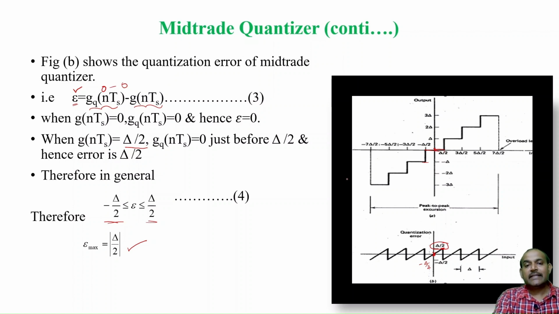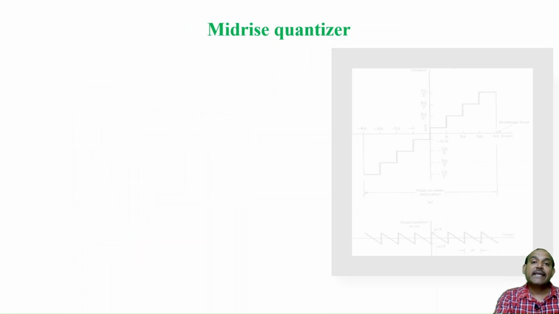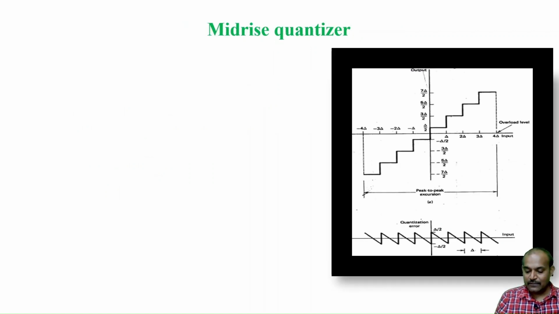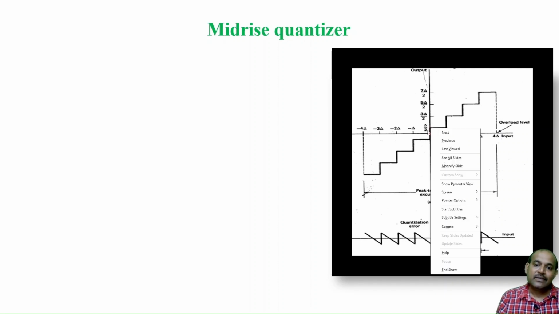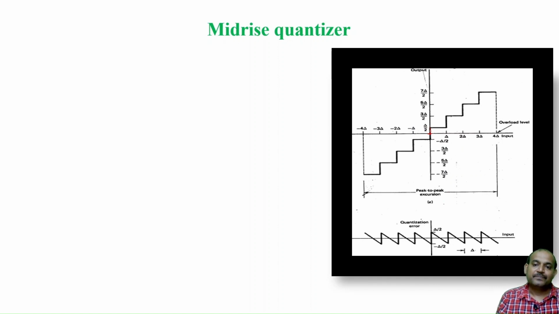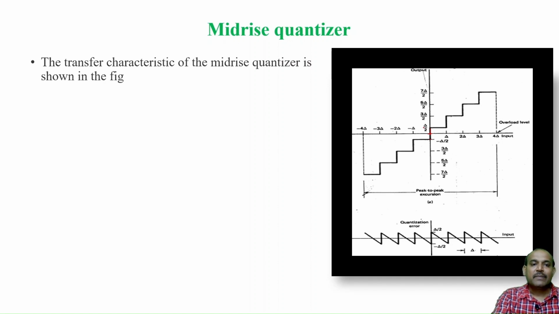Next we will see the other type of uniform quantizer, which is the Midrise Quantizer. The difference between Midtread and Midrise is that when your input is 0, the output was also 0 in Midtread, whereas in Midrise it rises to the next level, delta by 2. When your input is 0, the output is not 0; it is delta by 2, or it may be minus delta by 2.